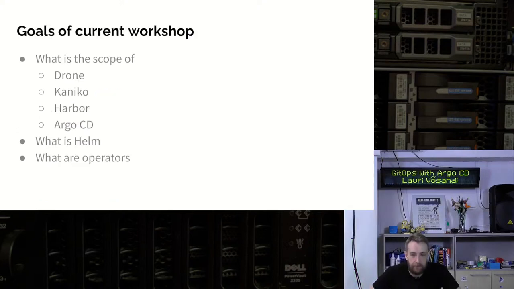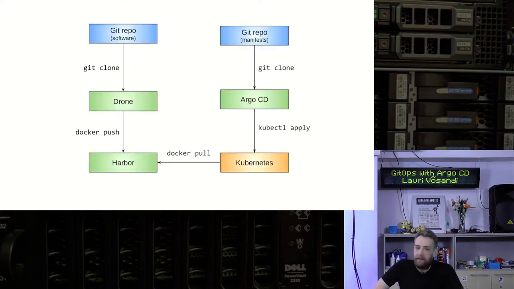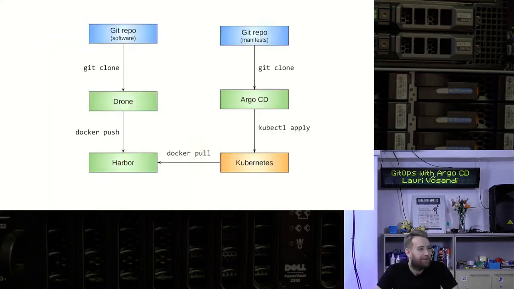But yeah, the goal of the current workshop/talk is to further dig into what is the scope of drone, what is the scope of Kaniko, what is the scope of Harbor, and what is the scope of Argo. And also what is Helm, because Helm we haven't really touched so far at all. I wanted to postpone it because it adds another complexity layer on top of everything to get things confused. But yeah, I drew this chart basically, which hopefully comes on the screen as well soon.